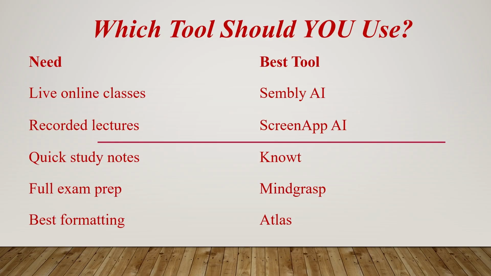And so which tool should you pick? It depends on your need. So use Sambly for online classes, Screen App for YouTube lectures, Note for fast study notes, and MindGrasp if you want everything like notes, summaries, flashcards, and quizzes. That's it. AI can now take your lecture notes better and faster than you can.